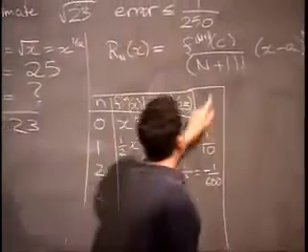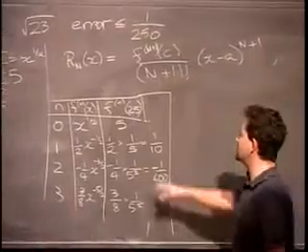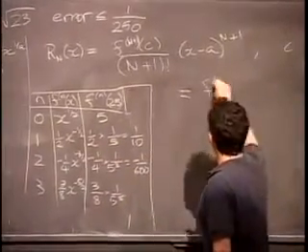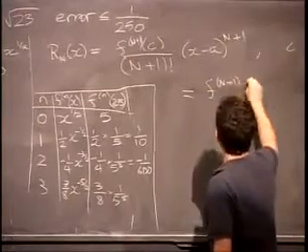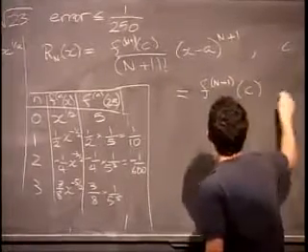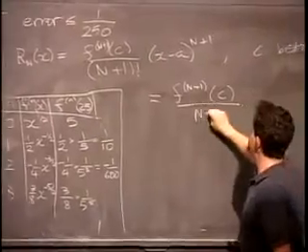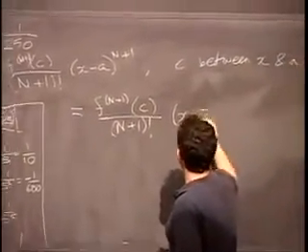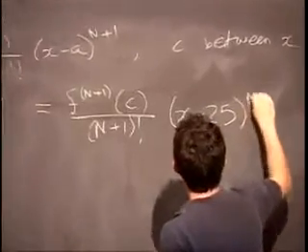Okay, so in this case, I don't know what n is. So the best I can do is write that this is f to the n plus 1 at c, and keep the n plus 1 factorial, and let's write x minus 25 to the n plus 1.